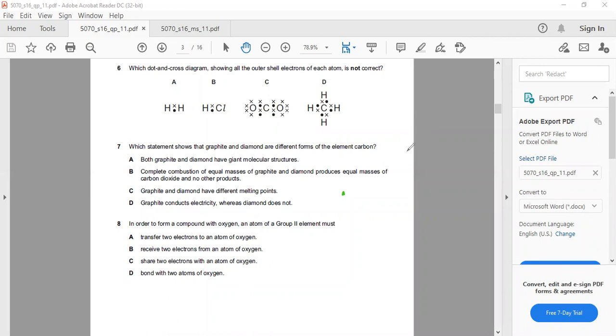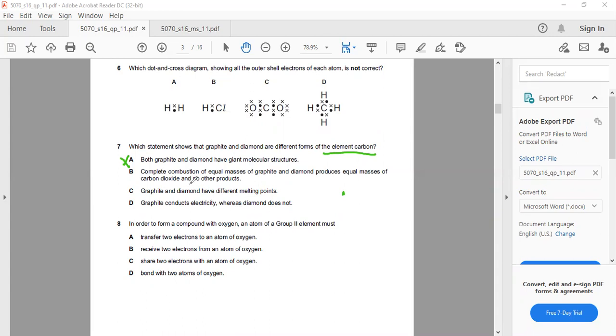Number 7. Which statement shows that graphite and diamond are different forms of the element carbon? Both have molecular structure. No, it does not mean that they are the same element. Same element means chemically they are the same, and physically they may be different.